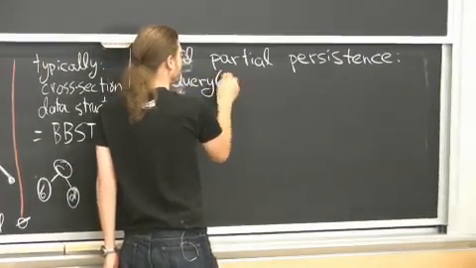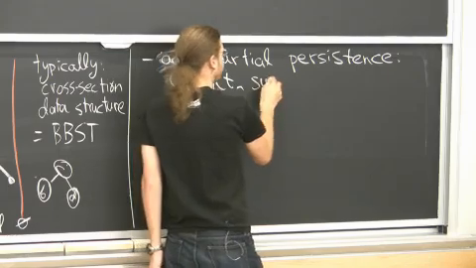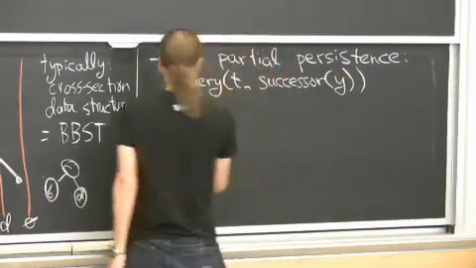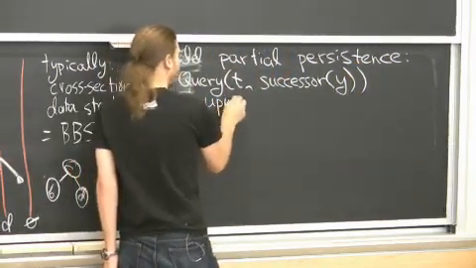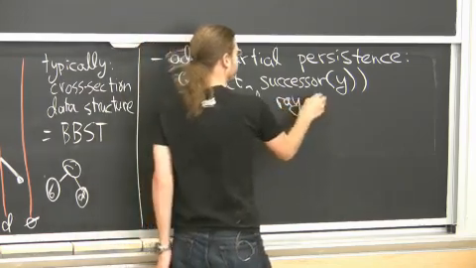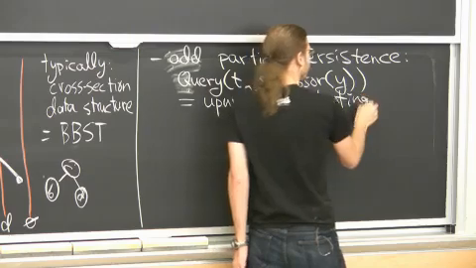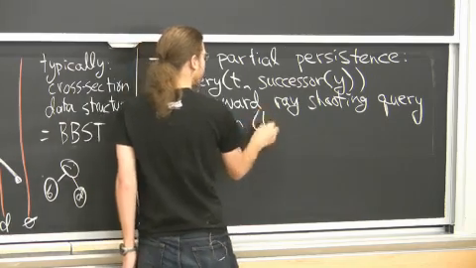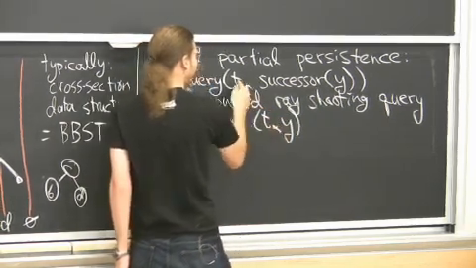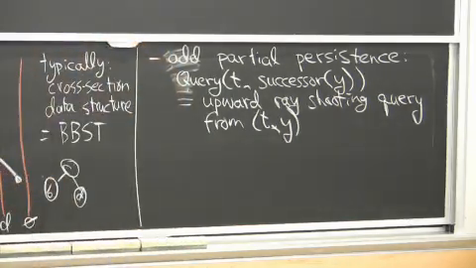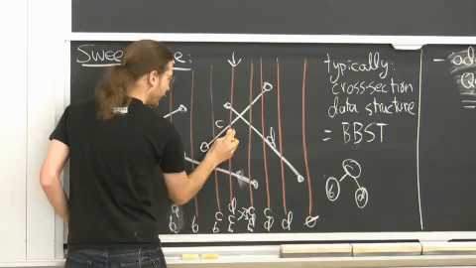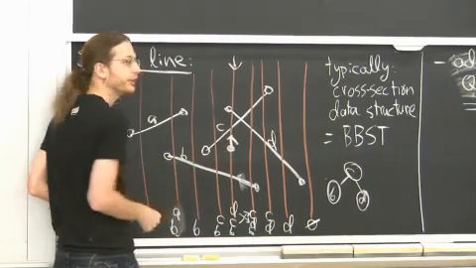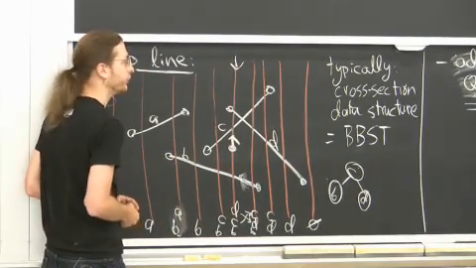Okay, so a query, this notation maybe, a query at time t of, let's say, successor of y is what we call an upward ray shooting query, from coordinates t comma y. So t, the time, is acting as x coordinate. This time is left to right here. And so what's happening is we're imagining from this point shooting a ray upward and asking what is the segment that I hit first. That's an upward ray shooting query.